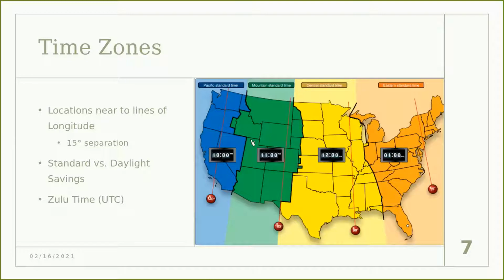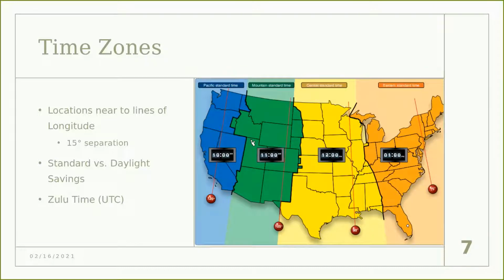Time zones. These are questions that definitely come up on the written exam. The time zones are located very near lines of longitude with about a 15-degree separation. As you can see in the United States, we've got our Eastern, Central, Mountain, and Pacific Standard or Daylight Time, depending on the time of year.